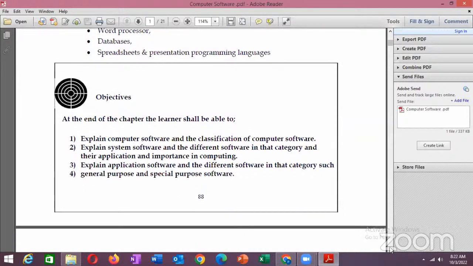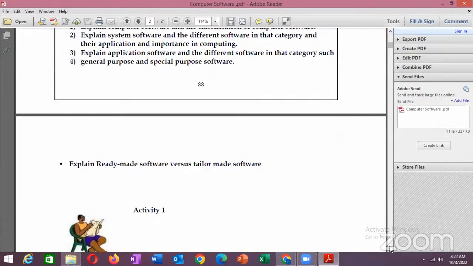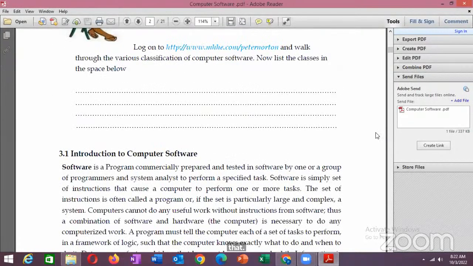So what are the learning objectives at the end of this week? At the end of this week, the learner should be able to explain computer software and the classification of computer software, explain the system software and the different softwares in that category and the application and importance in computing. Number 3, explain application software and the different software in that category, such as general purpose and special purpose. Then you also explain the ready-made software versus, of course, that is something you are going to look at.